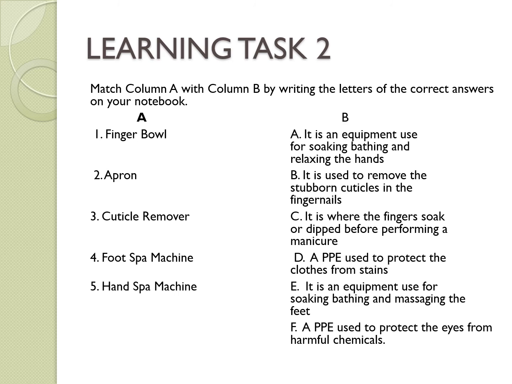A. It is an equipment used for soaking, bathing, and relaxing the hands. B. It is used to remove the stubborn cuticles in the fingernails. C. It is where the fingers soak or dip before performing a manicure. D. A PPE used to protect the clothes from stains. Letter E. It is an equipment used for soaking, bathing, and massaging the feet. And letter F, a PPE used to protect the eyes from harmful chemicals.